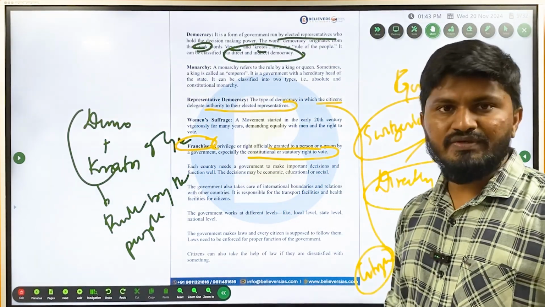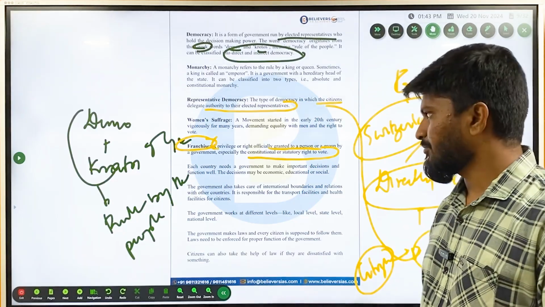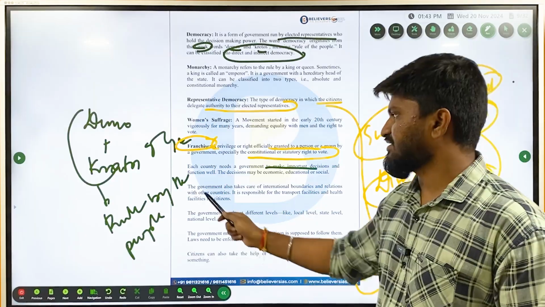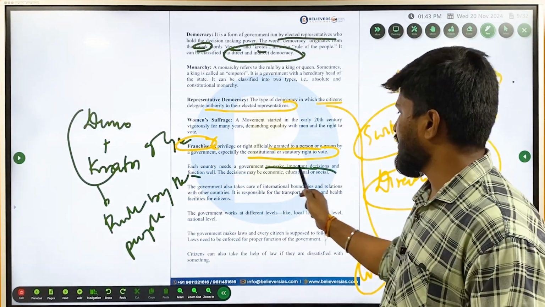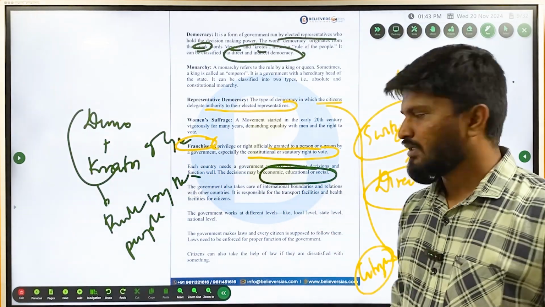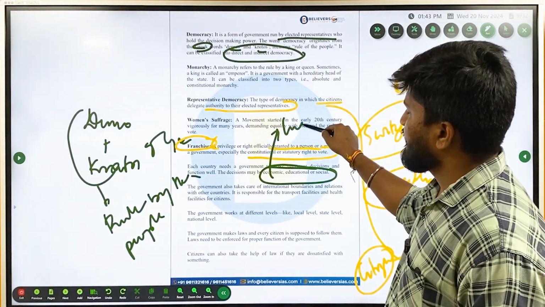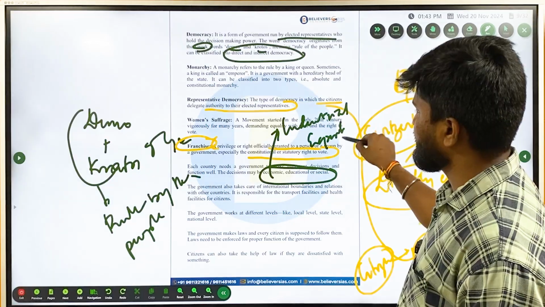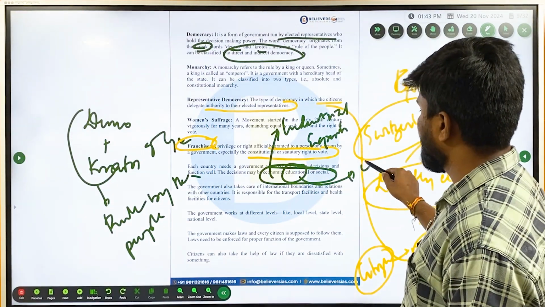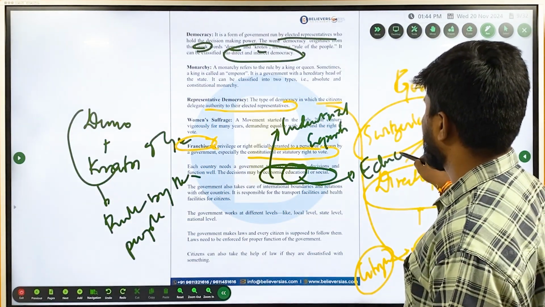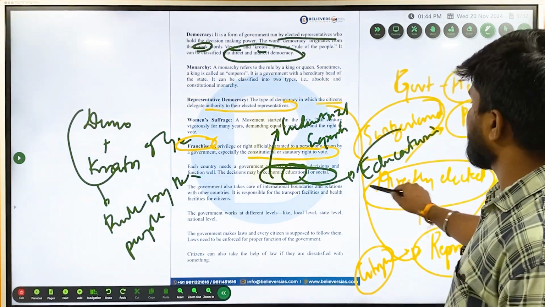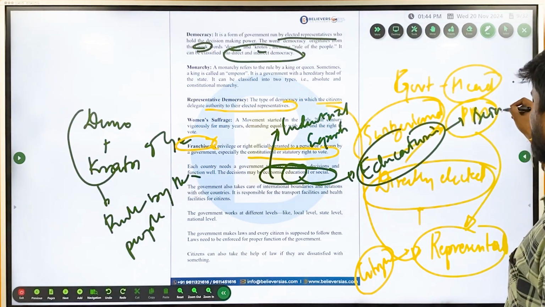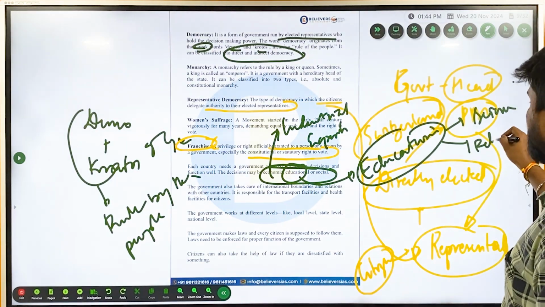Okay, why do you need government? What is the need of government? Each country needs government to make important decisions and function well. The decisions may be economic, educational, or social. Economic in the sense of industrial development, exports, imports, all those important decisions. Education in itself, what kind of education should be pursued, whether it is science based, whether it is religious based, etc.